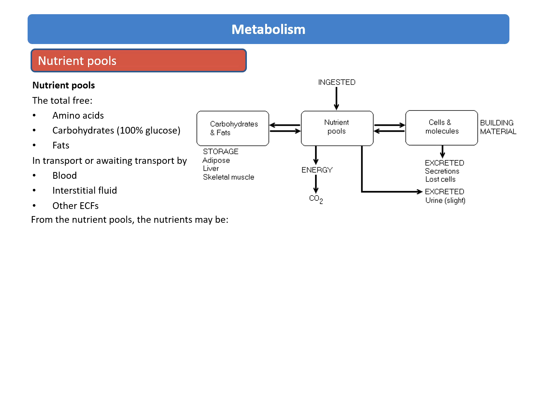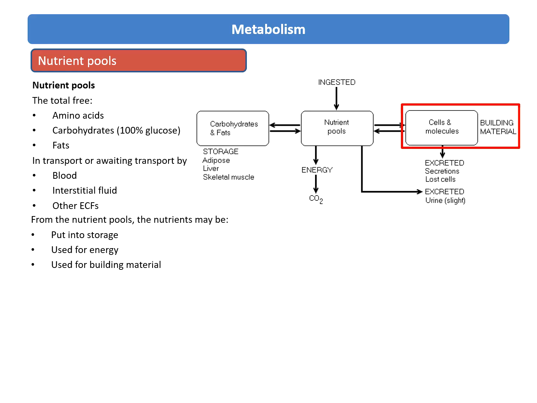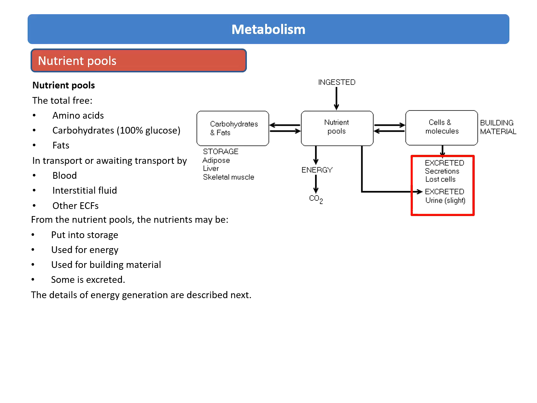From the nutrient pools, the nutrients may be put into storage, carbohydrates, for example, and fats in the adipose tissue, the liver, which stores a lot of different substances. They may be used for energy, a topic we'll describe shortly. They may be used as building material. Some of the nutrients may be excreted, but this is very slight. Some are lost from cells and molecules in the form of cells that slough off. Some are excreted in the urine. The details of energy generation will be described.